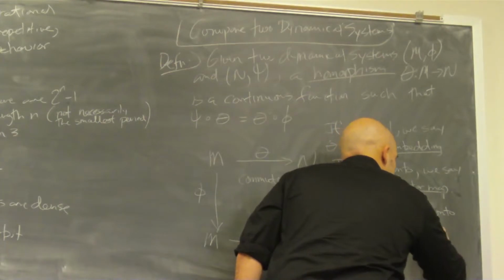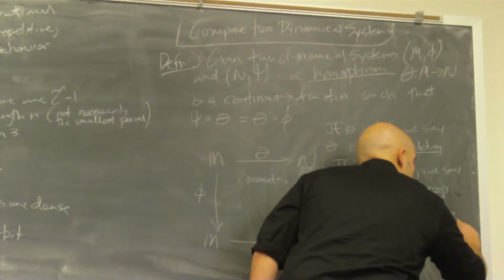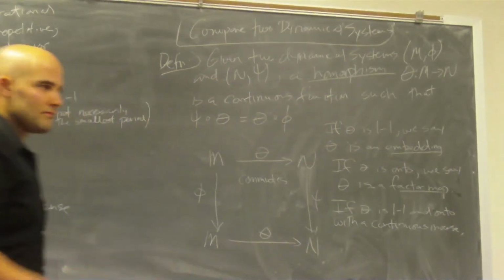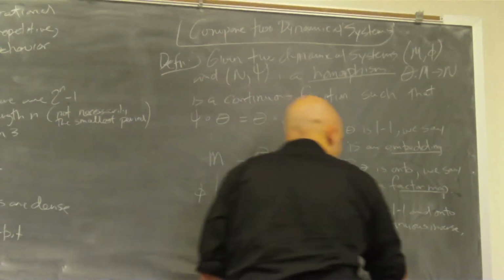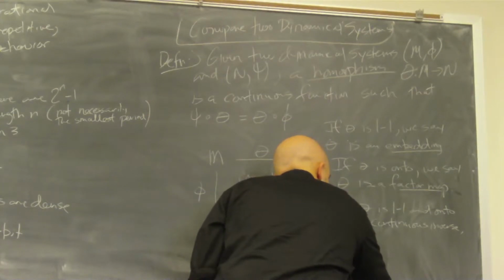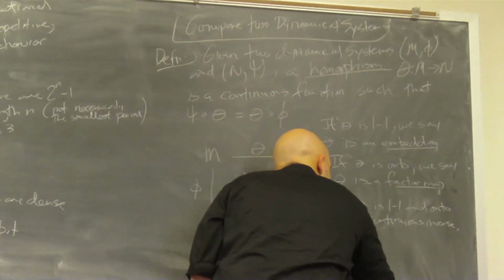if it's 1 to 1 and onto with a continuous inverse, so in a topological sense it's a homeomorphism. But in the dynamic sense, we'll call this a conjugacy, or a topological conjugacy.